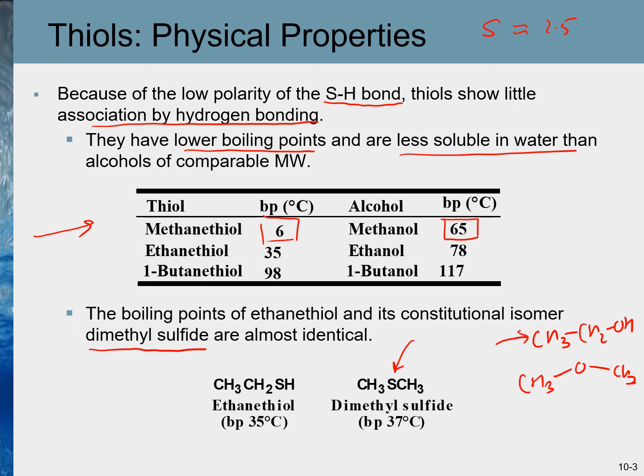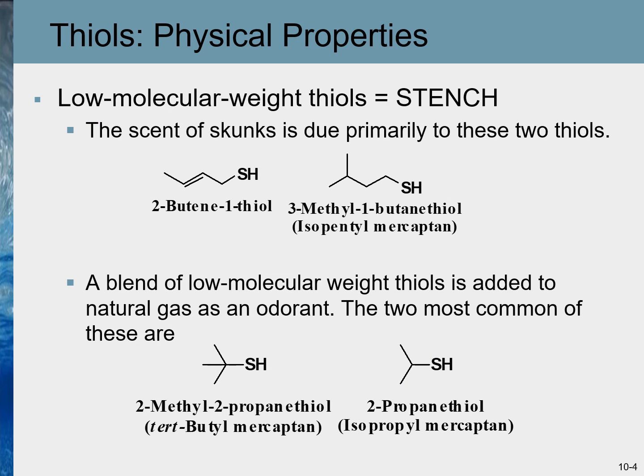Between ethanol and dimethyl ether, the boiling point difference is huge. However, in case of sulfur, the boiling point is almost identical. This proves that thiols have almost no hydrogen bonding at all. One of the most characteristic physical properties of low molecular weight thiols is their stench.